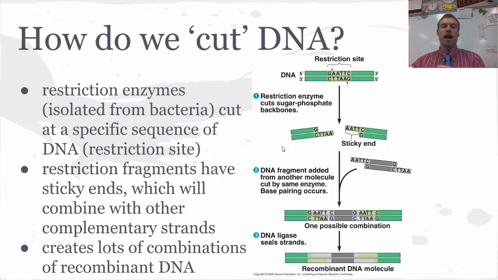That creates restriction fragments, which sometimes have sticky ends, and those will combine with other complementary strands. So if we take two pieces of DNA and cut both of them with the same restriction enzyme, we get the exact same complementary sticky ends. They will now stick together, forming a recombinant DNA molecule. Now, they don't always recombine exactly the way we want them to, so we have to pick our restriction enzyme carefully so that it cuts at a place that is actually going to be beneficial, be useful.